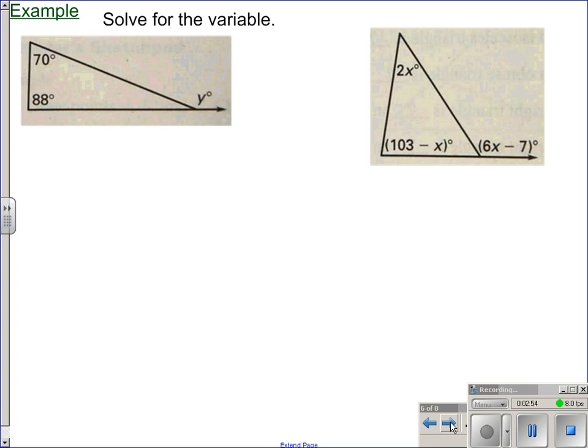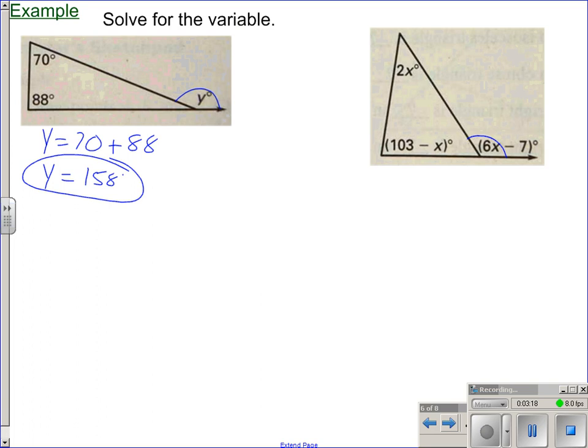The next one says solve for the variable. Well, we just did this one, essentially, with that last example. Angle y is an exterior angle. It equals the sum of the remote interior angles. So y is 158.